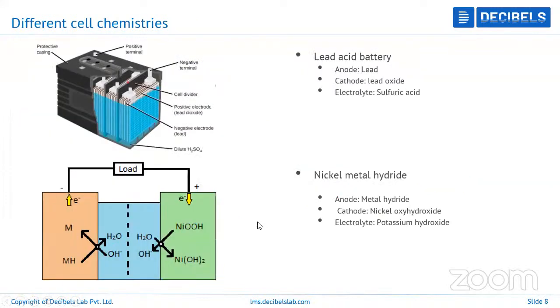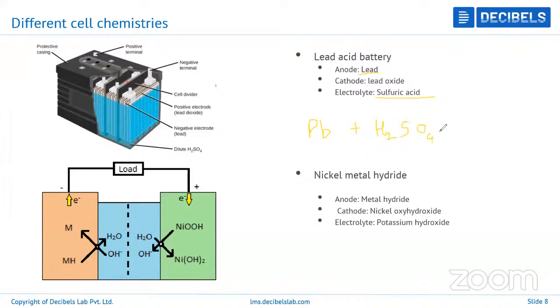So now we can take a look at some of the different cell chemistries that we have very well established in today's market. First and foremost, probably one of the most famous examples is the lead acid battery. The reason why it is called a lead acid battery is because it uses sulfuric acid as the electrolyte and lead as an anode. So basically it's lead and sulfuric acid, which is H2SO4.